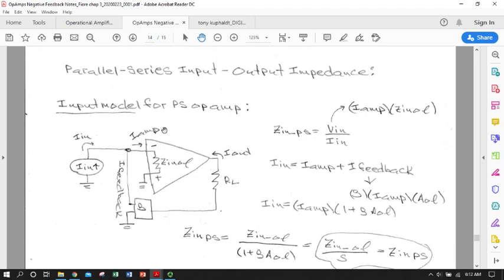So we'll touch on just really quick, we'll walk through the math that enables us to get the input and output impedances for the parallel series negative feedback configuration. So this is the analog to what we did with series parallel, and it's kind of important we take a quick look at this because it's inverted.